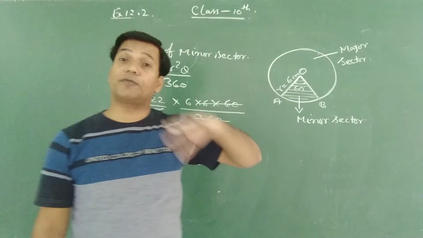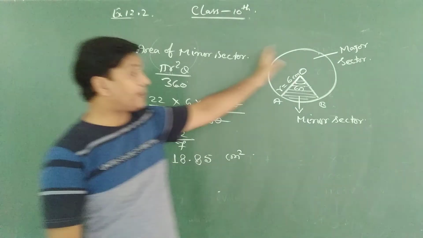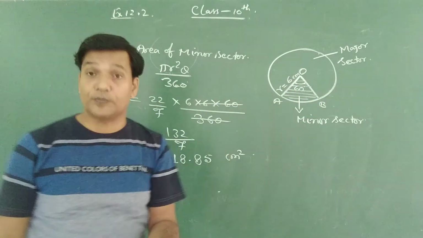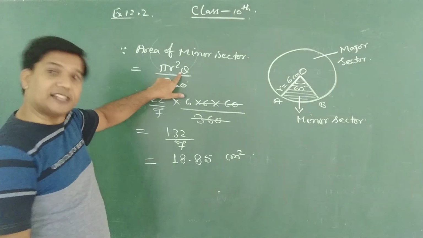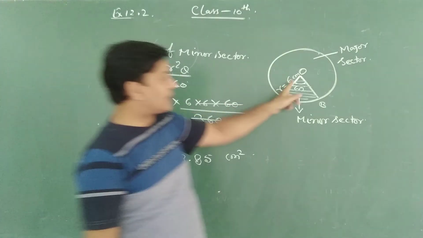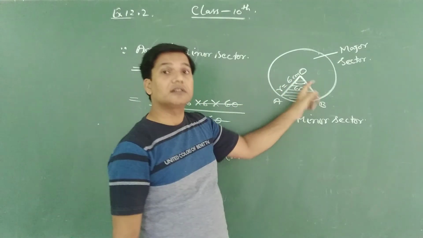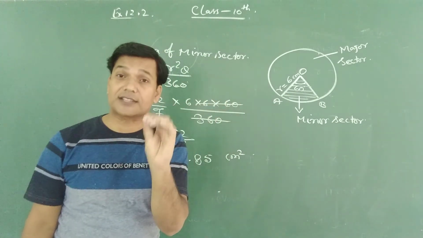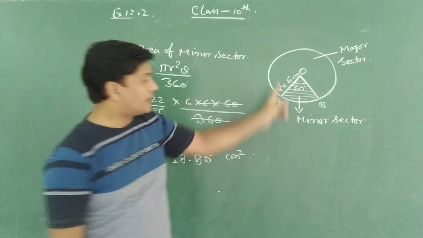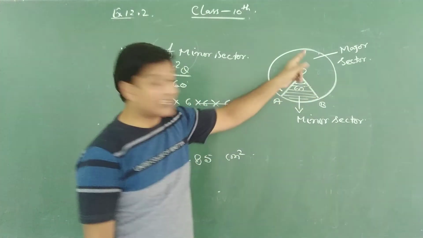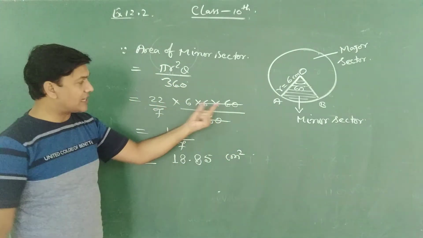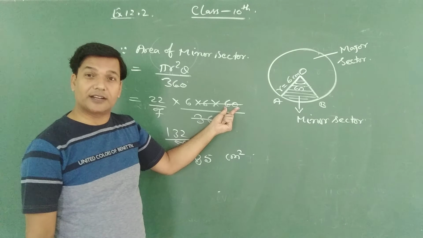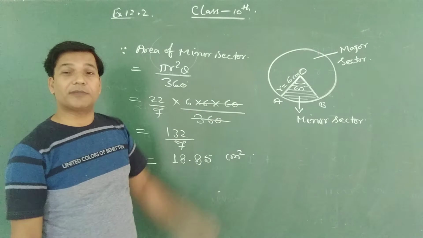And if you want to find out the area of major sector, then what do we have to do? Just change the angle theta here. What is the measurement of this larger one? 360 minus 60. You will get the angle in major sector. So वो आ जाएगा 300. So you have to change this value 60 to 300. You will get the area of major sector.